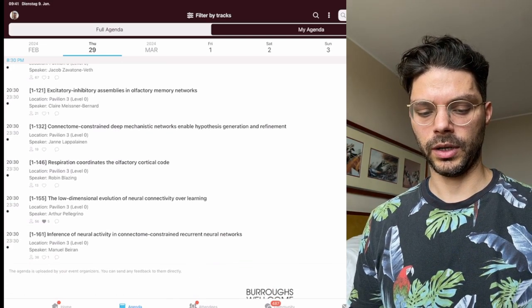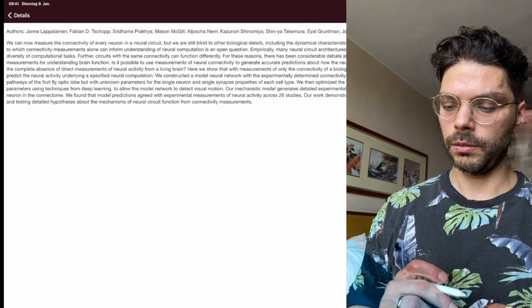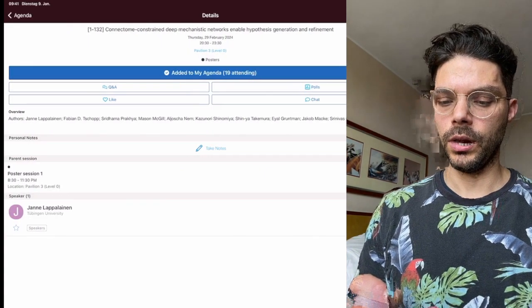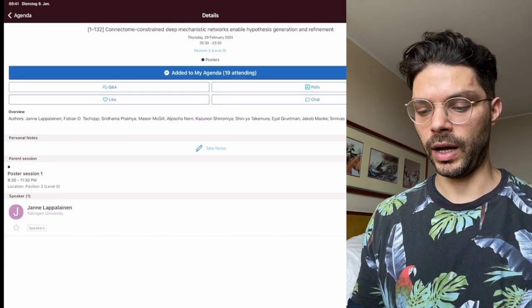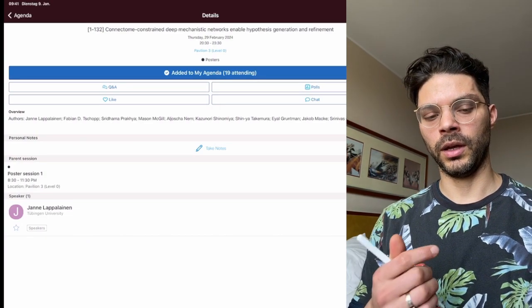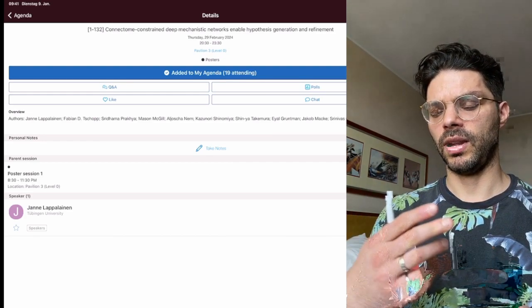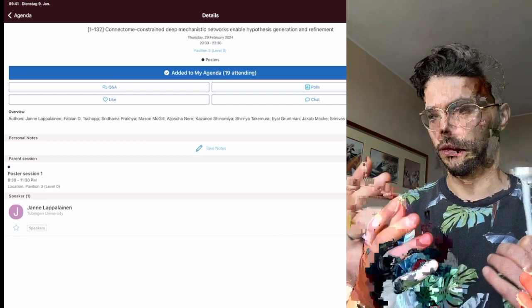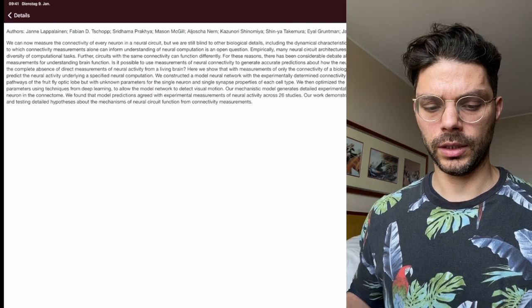Okay, there we go. It's another connectome-based paper. Sorry, what's this one called? Connectome-constrained deep mechanistic networks enable hypothesis generation and refinement. Okay, so we've got two things now. We've got the connectome aspect, and it sounds like we've also got some aspect of interpretability coming in. So let's see.